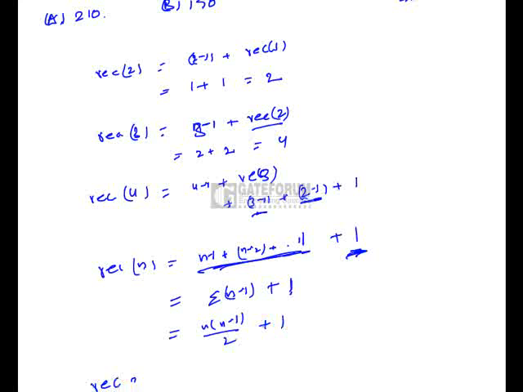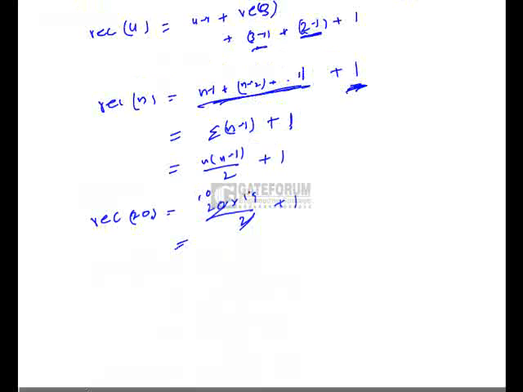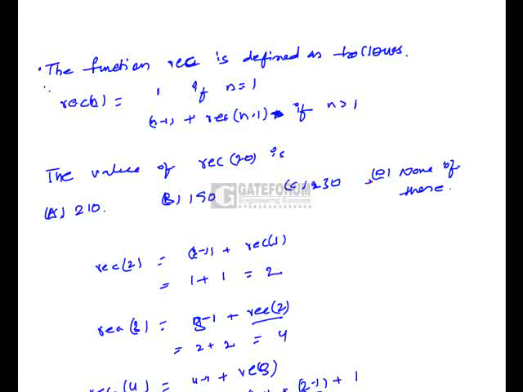So rec(20) is equal to 20 into 19 by 2 plus 1, which is 10 into 19, 190, plus 1, 191. So here the correct option is option D, none of these.